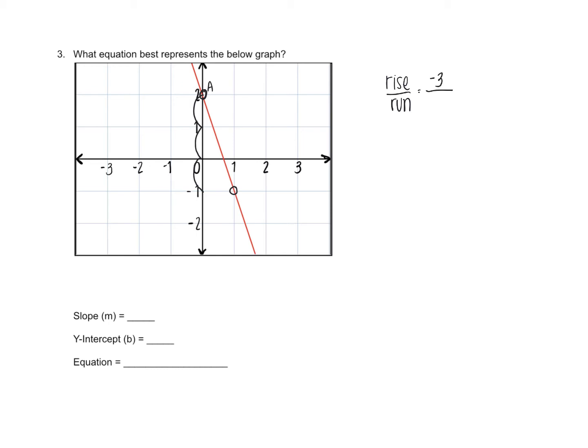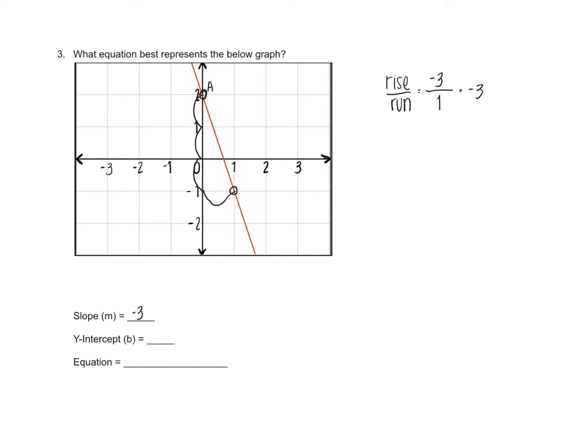For my run, I'm counting how many times I have to shift horizontally, so left and right. In this case, I would have to go once to the right. That's a positive shift, so that's a positive 1 for my run. Then I simplify negative 3 over 1 to negative 3, which will be our slope.